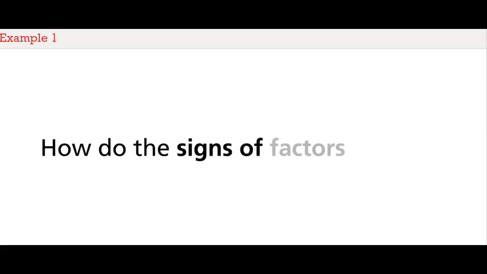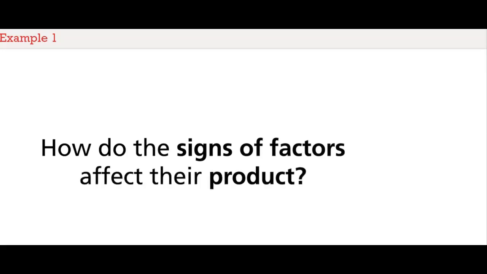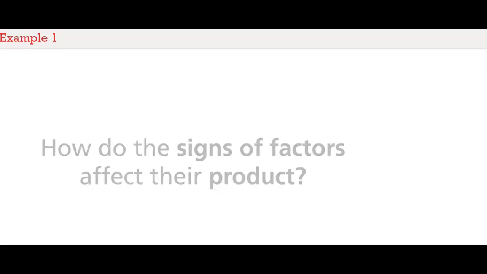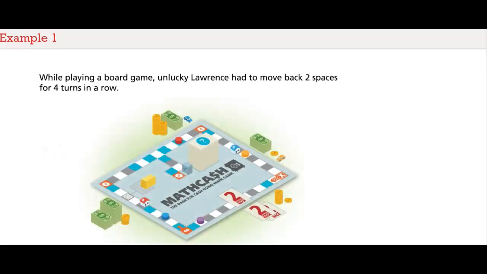How do the signs of factors affect their product? Think about this question during the lesson. While playing a board game, unlucky Lawrence had to move back 2 spaces for 4 turns in a row. What integer represents his change in position?